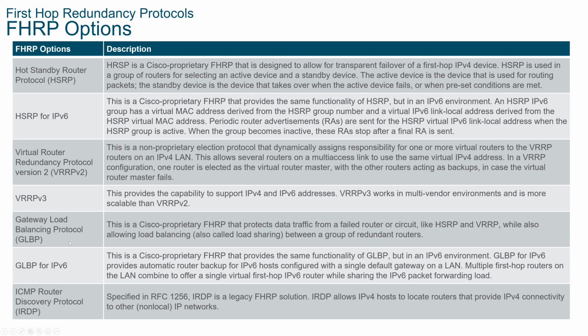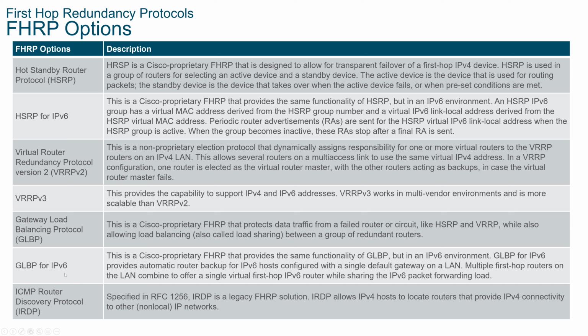Gateway Load Balancing Protocol, or GLBP, is a Cisco proprietary FHRP that protects data traffic from a failed router or circuit like HSRP and VRRP, while also allowing load balancing, also called load sharing, between a group of redundant routers. So GLBP is a Cisco proprietary method, but it provides load balancing in addition to the advantages of using FHRP.